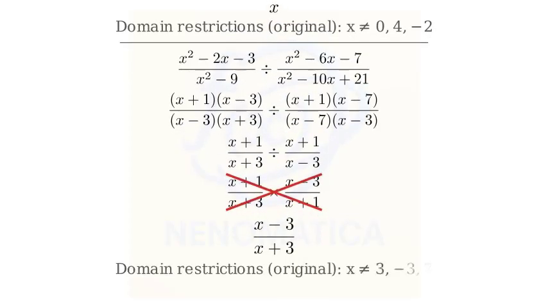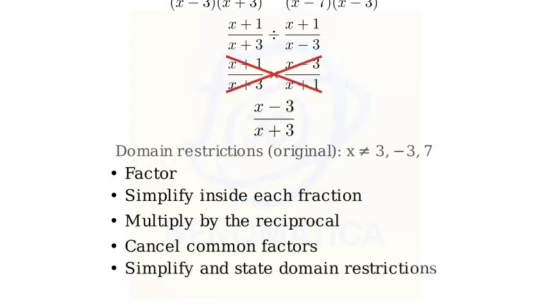Summary. We followed the exact algorithm. Factor each polynomial, simplify inside each fraction, change division to multiplication by the reciprocal, cancel common factors, and simplify. Always state domain restrictions from the original denominators to complete your answer.